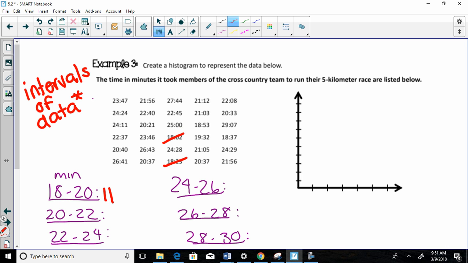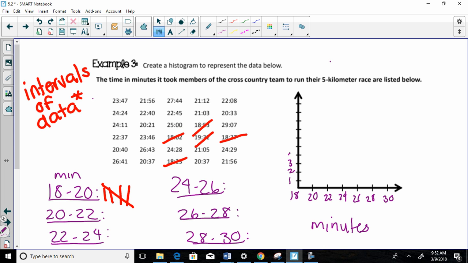Here? Yes. It's under. Yep, these 2. And here? This one. So that means 5 people on my team ran 18 to 20 minutes. And so I'm going to label it like this. Circle. And so I'm going to start with 18 right here, 20, 22, 24, and this is my minutes. 26, 28, and 30. Up here is how many people, my frequency. 4, 5, 6, 7, 8.